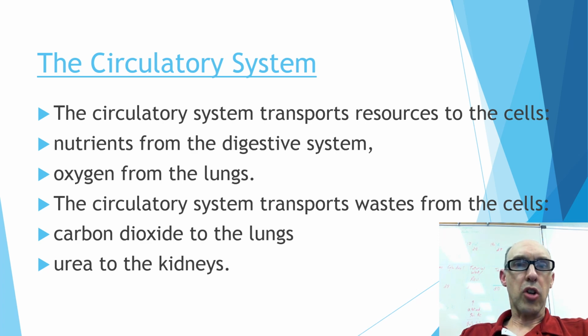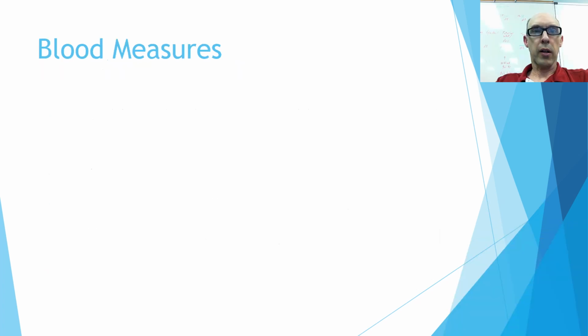So that's the main job. It's a circulatory system. It moves things around. It's the subway system. Moves things all throughout the body. Moving on to the next slide in 3, 2, 1.